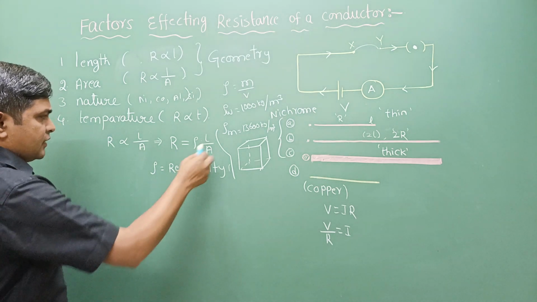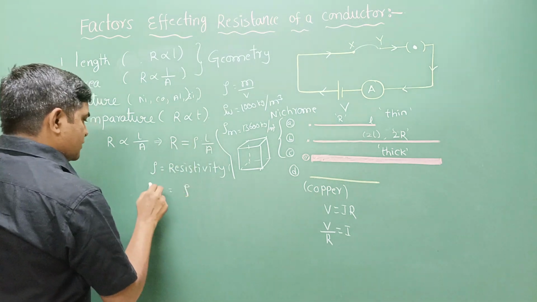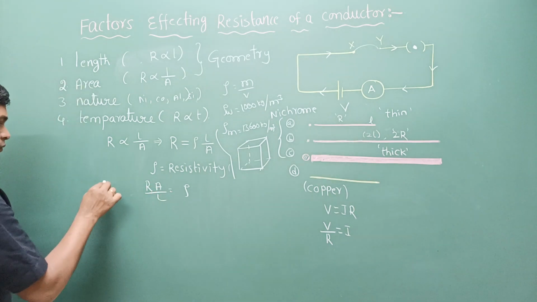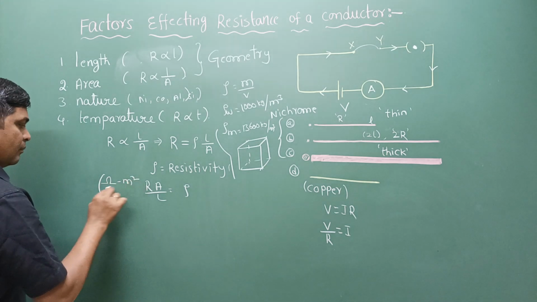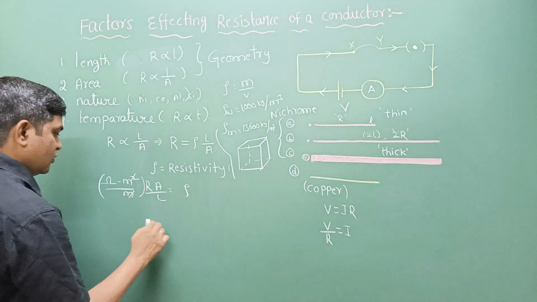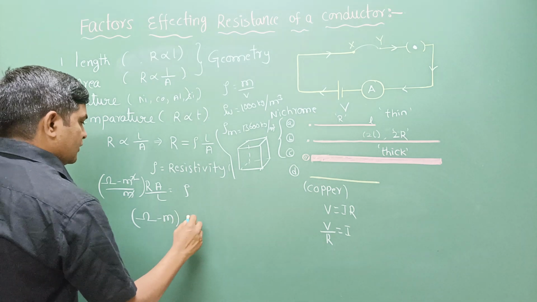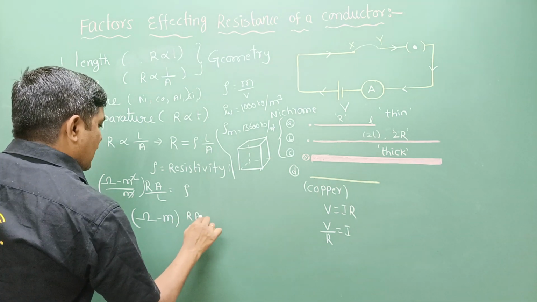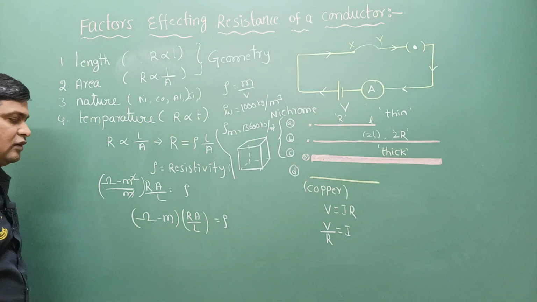What about units? From this, you can write that rho equals RA by L. Write the units: ohm meter square by meter, then meter gets cancelled, and it is going to have the unit of ohm meter. Ohm meter is the unit of resistivity, and the formula is RA by L, that is the resistivity of the substance.